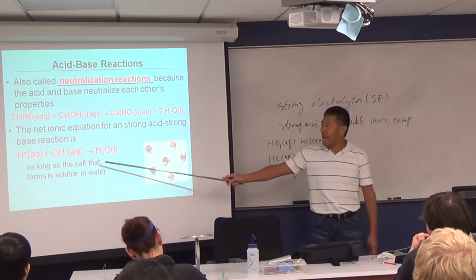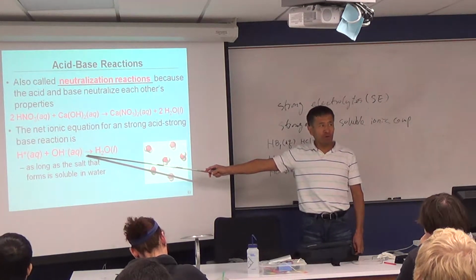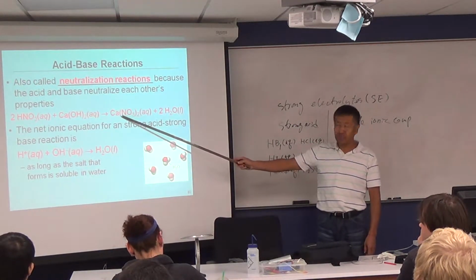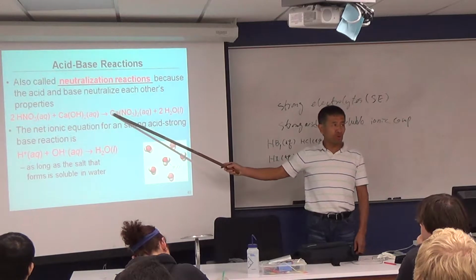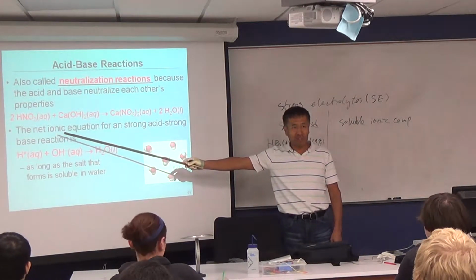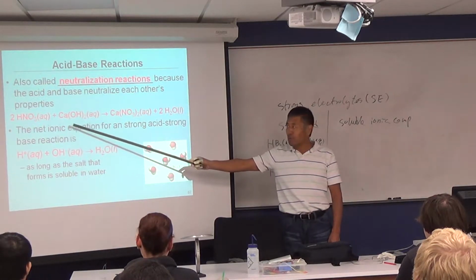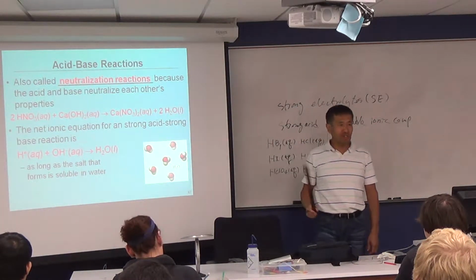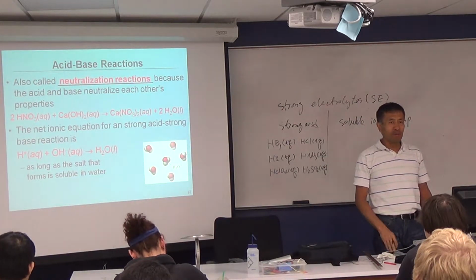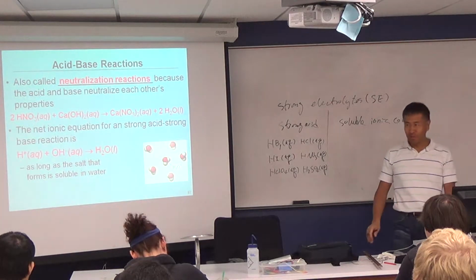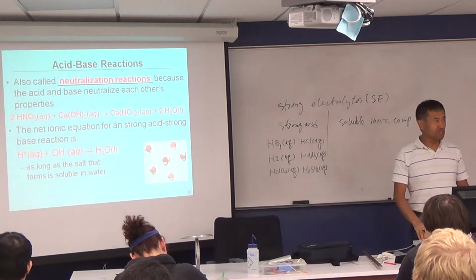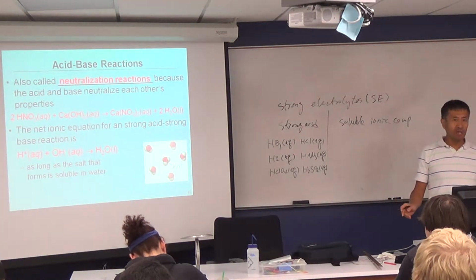So not all acid-base reactions have this. This is only for the strong acid, strong base, and also under one condition, that the salt produced is also soluble. Okay? But some strong acids, for example, sulfuric acid, okay? If you take sulfuric acid with this guy, you will get that the calcium sulfate will become insoluble. Okay. Then your net ionic equation will be a little different than this. But for most of the strong acid, strong base reactions, it becomes that.